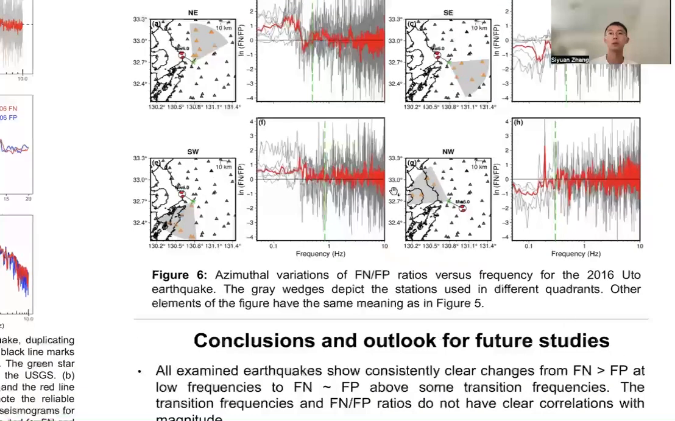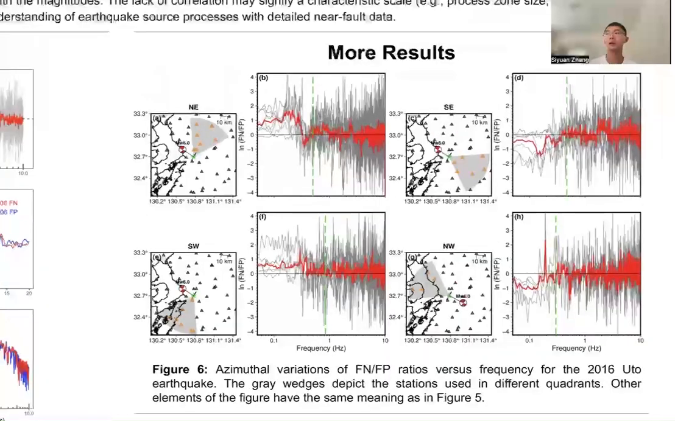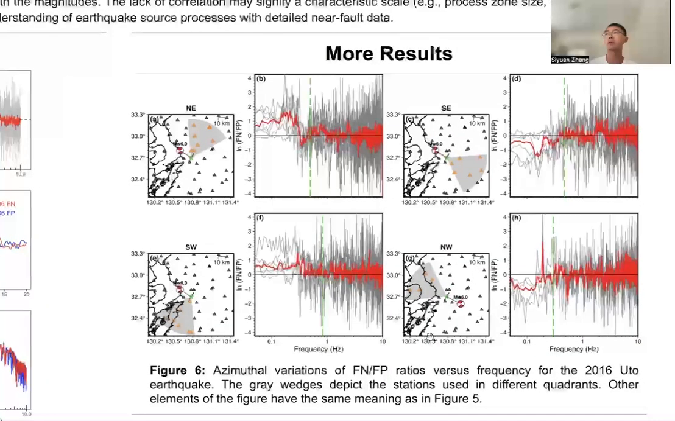For the 2016 Uto earthquake, the dense deployment of network enables us to further examine FN/FP ratios at sites with various azimuths to the rupture strike. In the 2 quadrants from the fault strike, this one and this one, the FN/FP ratios are clearly high at low frequencies, similar to that observed for the earthquakes with closer recordings.